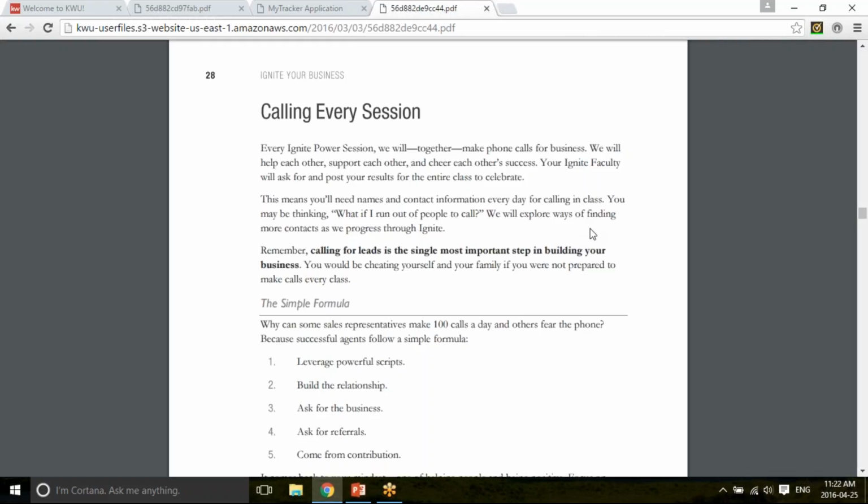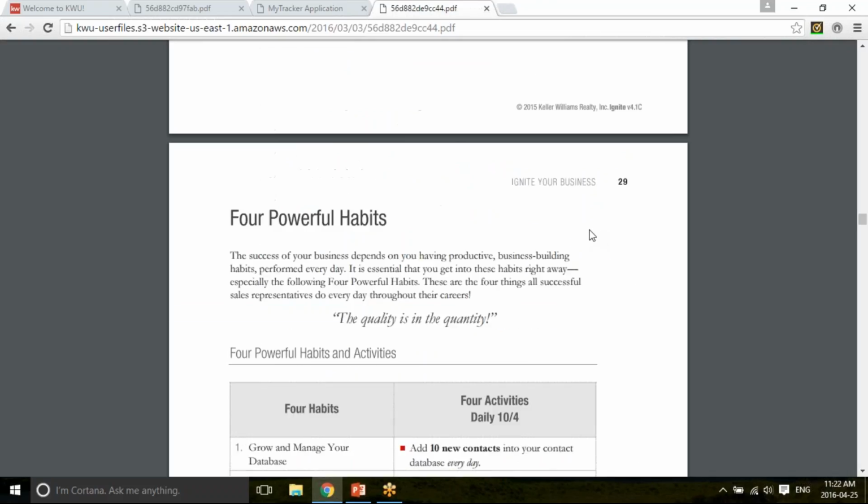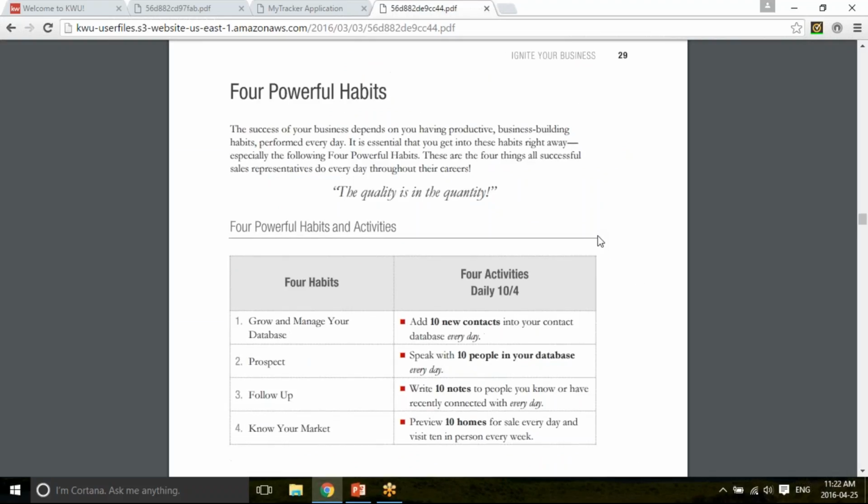Okay. So if we flip to page 29, there's 4 powerful habits that cross through the Ignite program and cross through successful lead generation and successful agents, no matter where you are in your business. And they are very simple. Adding 10 new contacts into your contact database every day. So Janice's eyes just jumped right out of her head when she went, oh my God, 10 people a day, okay? So when you do bold, you have to do 100 a week.